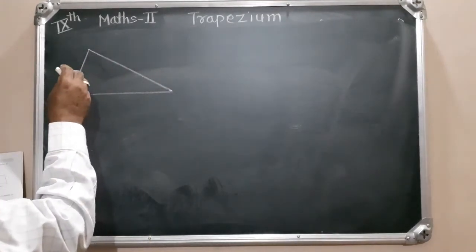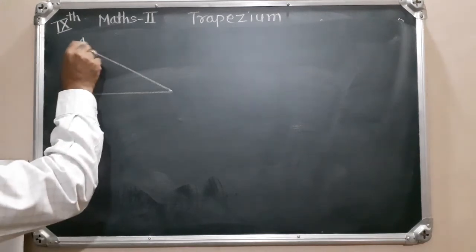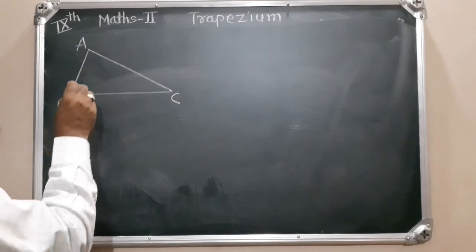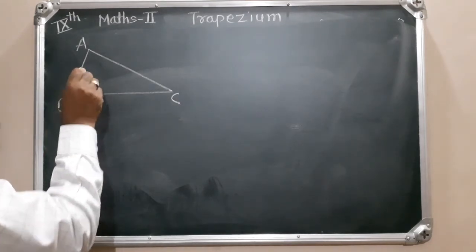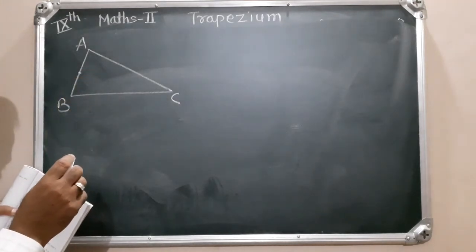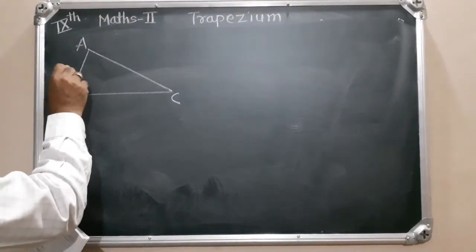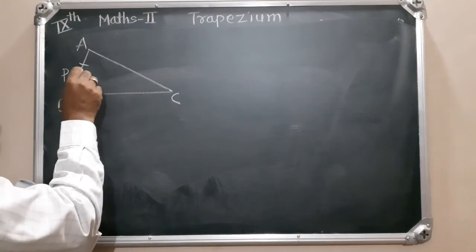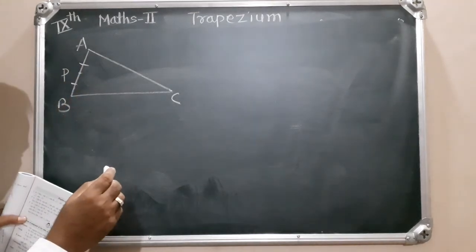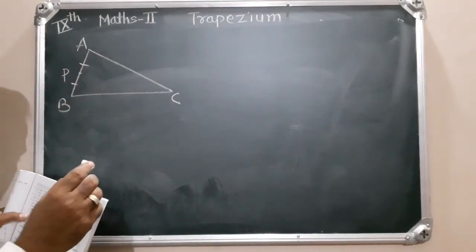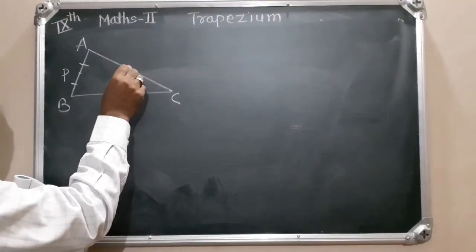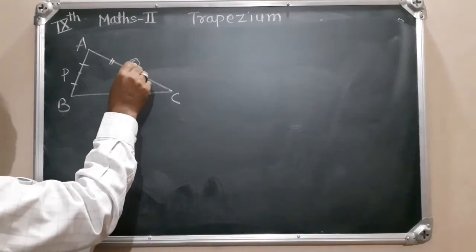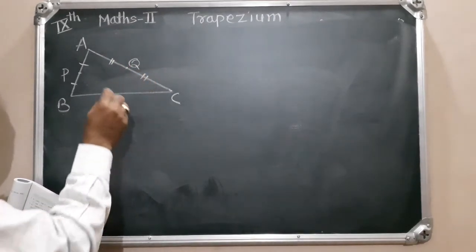So let us suppose this is a triangle ABC. The segment joining the midpoints, if suppose this is the midpoint of AB, let it be P. That means AP is congruent to PB. That means P is a midpoint of side AB and Q is a midpoint of side AC. That means AQ is congruent to QC.